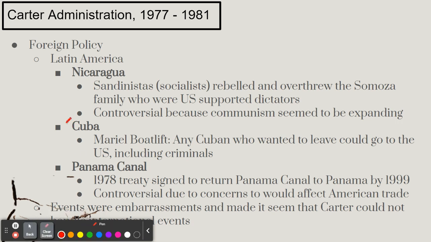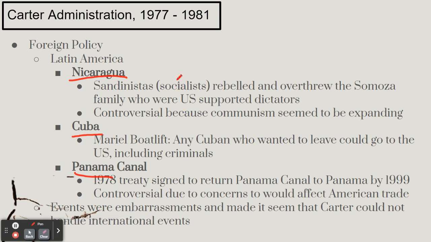The countries we're mostly going to focus on are Nicaragua, Cuba, and Panama. So in Nicaragua, there were some communist, socialist, same thing, rebels that overthrew this family called the Somozas, who were a U.S.-supported dictator. And it seems like it's another loss to communism. Afghanistan's been invaded. Now Nicaragua is falling, and it seems like Carter is losing the Cold War.